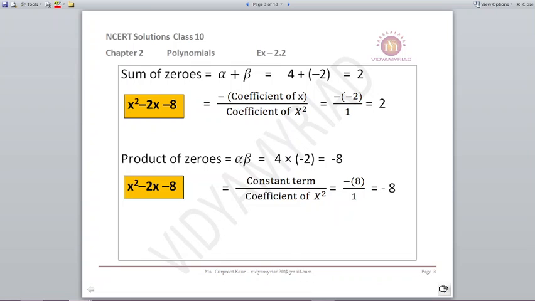In the same way, let's find the product of zeros. Product of zeros means alpha multiplied by beta. That is 4 multiplied by minus 2, which gives you minus 8. In terms of coefficients, it is constant term divided by coefficient of x square. Your constant term is minus 8 and coefficient of x square is 1. So the answer comes to minus 8. So in both cases, the product of zeros and the coefficient ratio, the answer is the same.